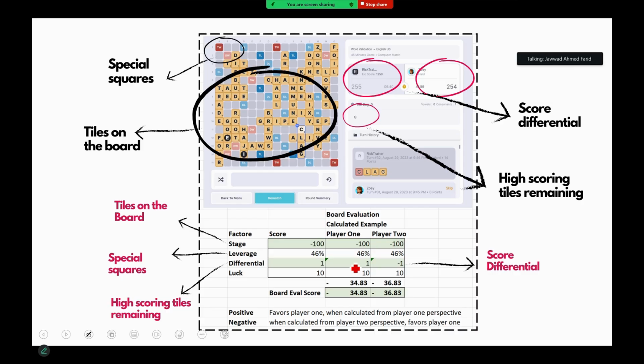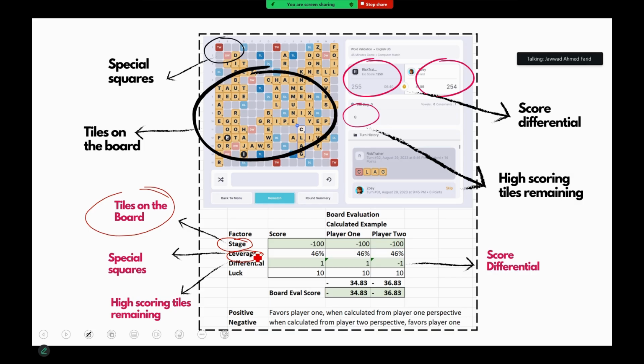The first component is stage. What is the stage of the game? Where are we in the game? And for us, I think stage is essentially determined or evaluated by the tiles on the board or the tiles remaining in the bag. Second component is leverage.